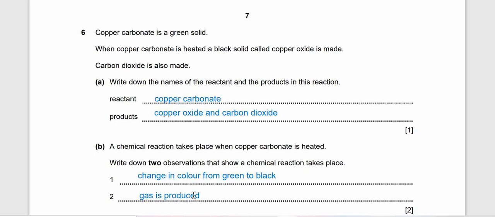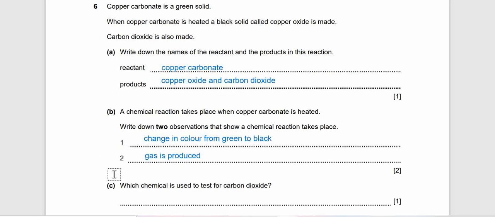Now we move on to 6C. Here we go. We are in question 6C. Which chemical is used to test for carbon dioxide? 10 seconds from now.